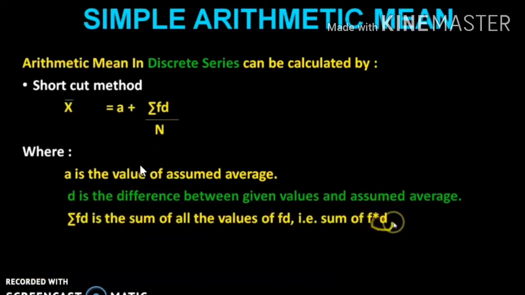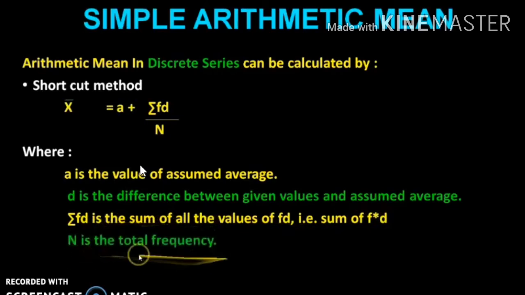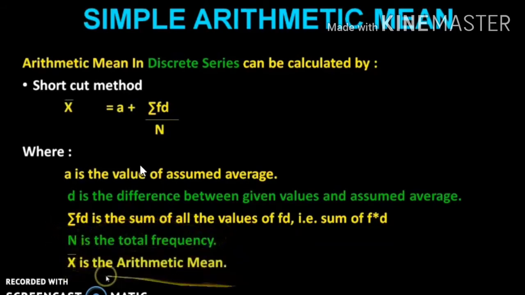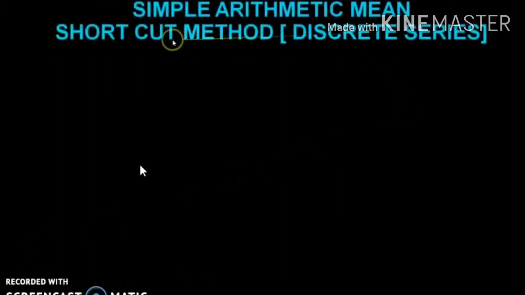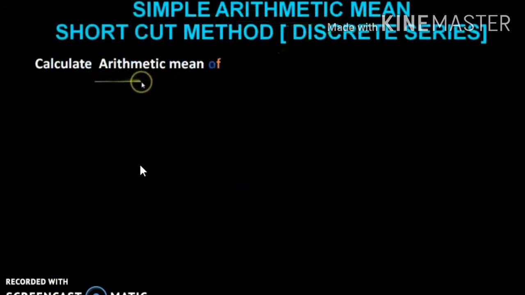So you have to keep in mind that always take the assumed average from x alone. D is the difference between the given values and the assumed average, and sigma fd is the sum of all the values of fd, and n is the total frequency, and x bar is the arithmetic mean. So first we are going to see how to calculate the shortcut method.